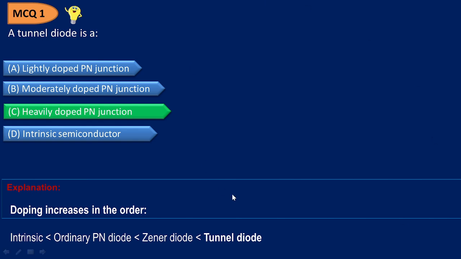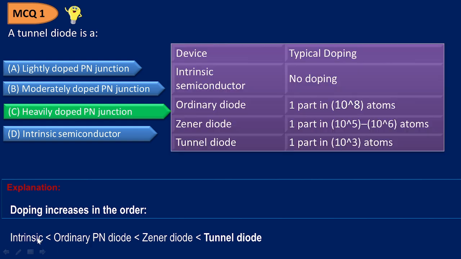The tunnel diode's doping level is greater than that of a Zener diode, and the Zener diode's doping level is greater than that of an ordinary PN diode, and the ordinary PN diode's doping level is greater than intrinsic. And I also show its particular doping chart.